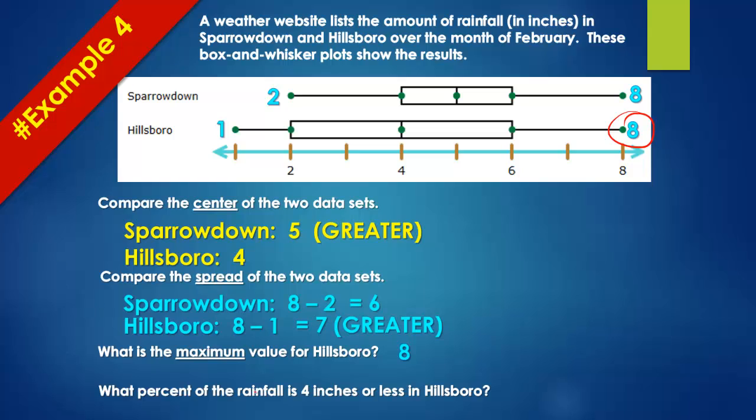And then what percent of the rainfall is 4 inches or less? All right, so we go to where 4 inches is, and it's asking in Hillsborough. So that's the center. Now remember I said each part of this is 25%. So each half of the box is 25 and each whisker is 25. So if we're looking at that, that means that we've got the 25% there and the 25% there. So it would be 50%. And that's it. It's really easy once you get used to reading it. And again, no algebra involved. So you guys should do pretty well with this. All right.